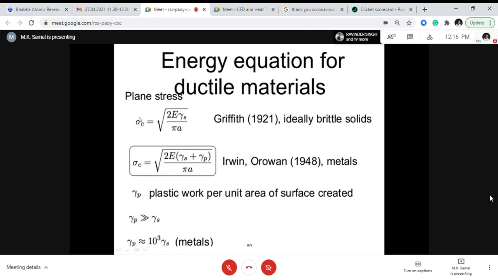Are you able to see the mouse in the PPT? Yes, sir. Okay, because I will be communicating through the mouse.